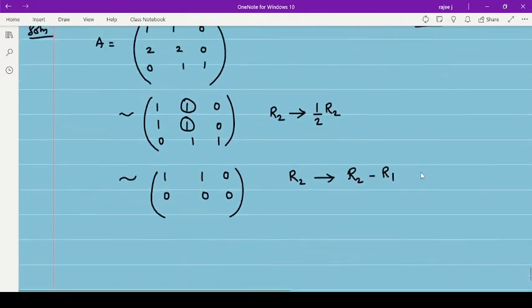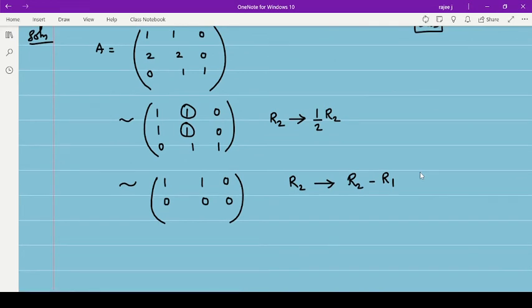Now the third row, if possible, you can make that also 0. If I do R3 changes to R3 minus R1, you should not use R2 because R2 we are changing here, so don't take that. If we take R3 changes to R3 minus R1, this one and this one will become 0. But there is no use of that. I'll tell you the reason. So for the time being, keep the third row as it is.